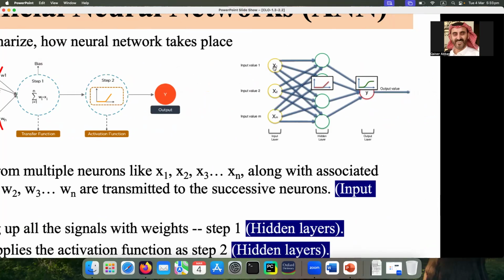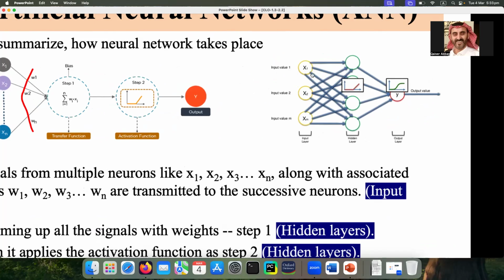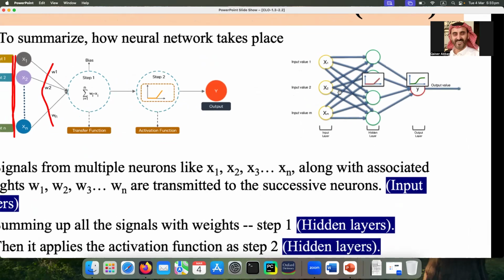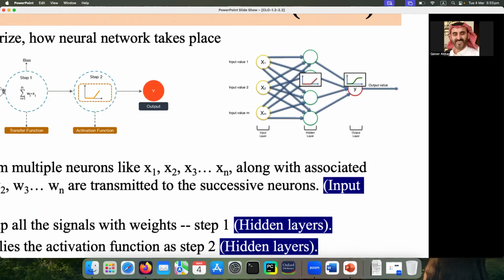Now this is a little bit more complicated. The previous one is when you have a single neuron, and this is when you have multiple neurons. This is the input from x1 to xn, and each input is connected to all the components. You have, for example, these three in the hidden layer. What is the difference here? The input is going to all the components of the hidden layer. This is the only difference.